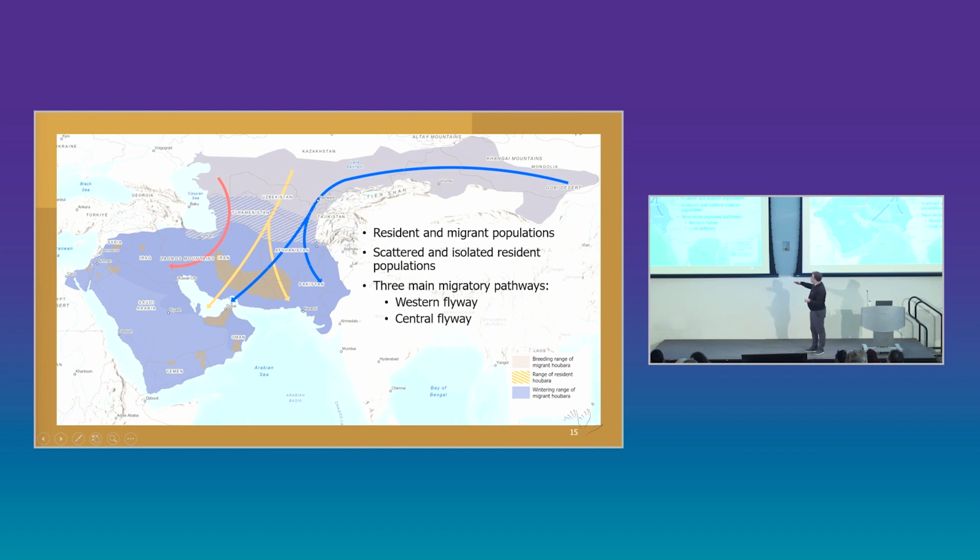The central flyway, where birds are going south, some arriving in the Gulf, and some stopping in Iran and even in Pakistan. And then the eastern and far eastern flyway, which is very impressive in terms of migration, because you have birds leaving the Gobi Desert, going all the way to Kazakhstan, around the Himalaya, going back to Pakistan, and even some of them stopping in India, in Rajasthan and Gujarat.